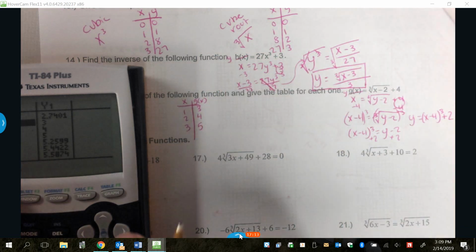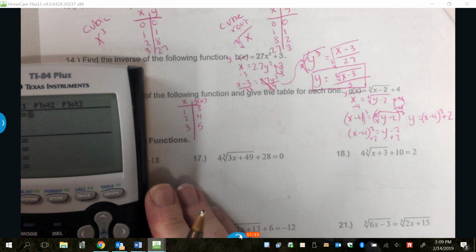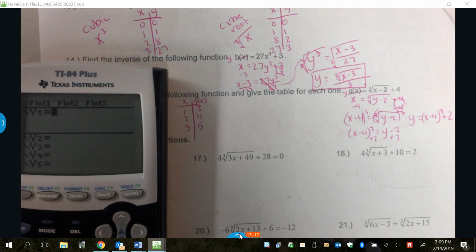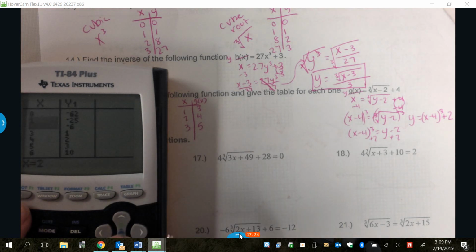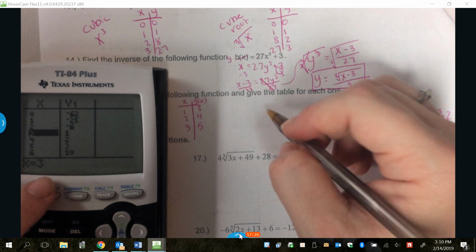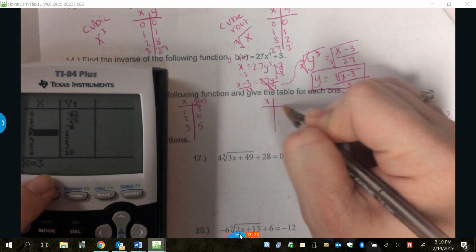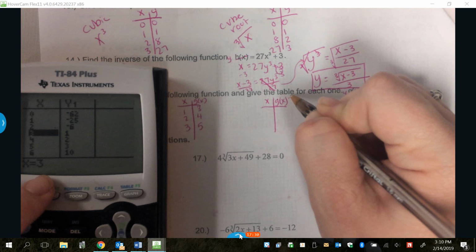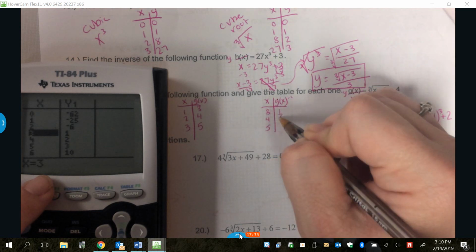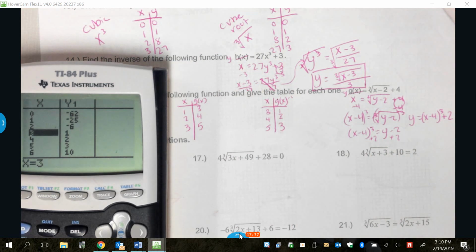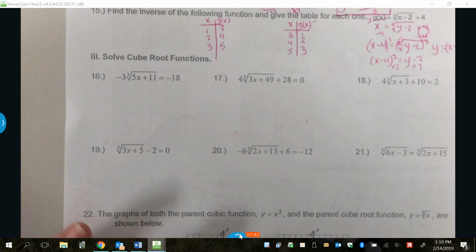Okay. Now when I type the inverse in, x minus 4 to the third power plus 2, I should get those exact points except opposite. 3, 4, 5, 1, 2, 3. I do. So remember, inverse is written with the -1, because remember, x and y just flip. Okay? Awesome.